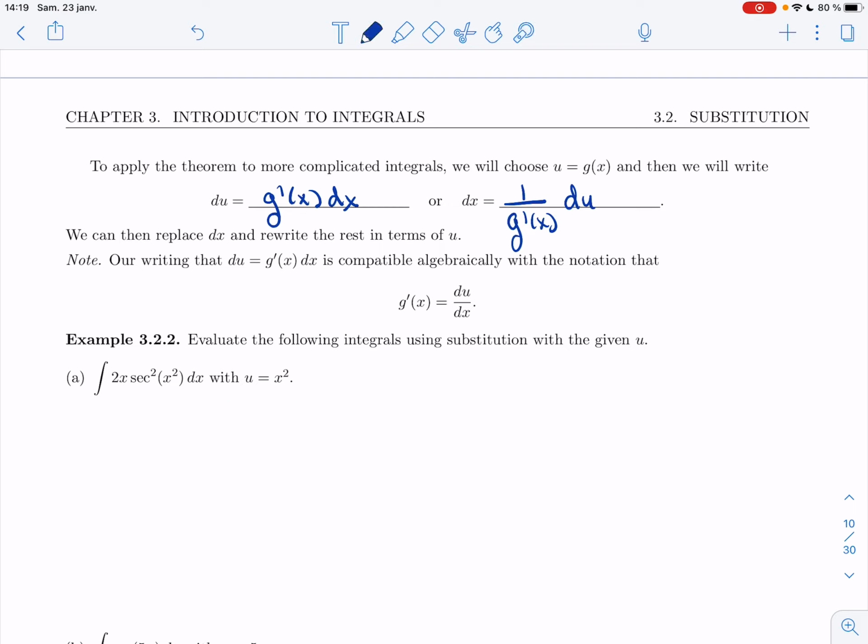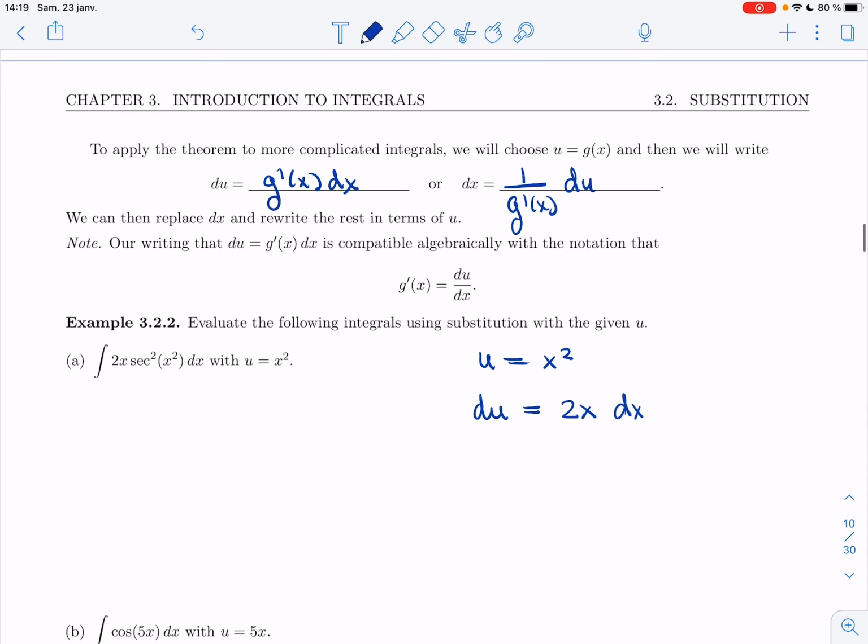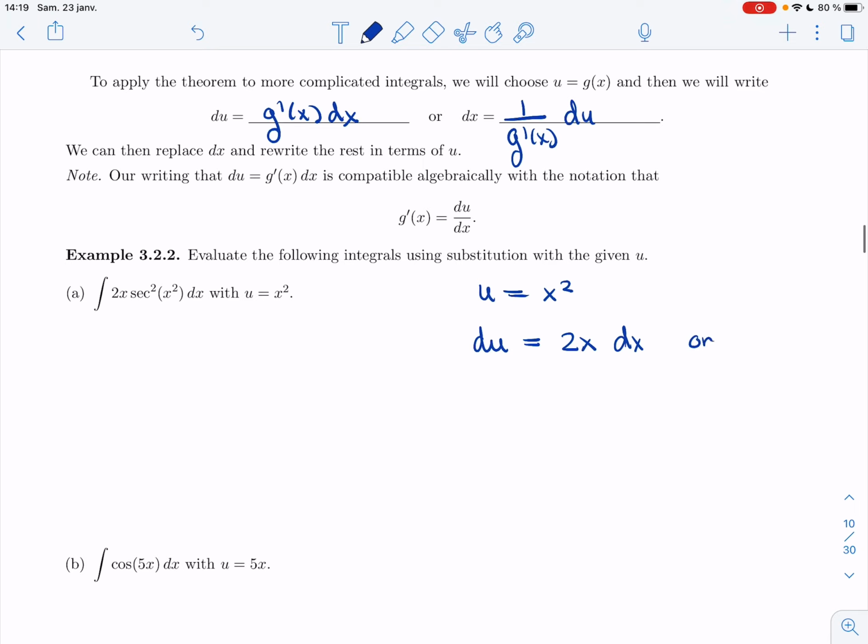All right, so let's use our notation that we learned here. I'm going to take u equals x squared, and then I'm going to write du, take the derivative of x squared, so that's 2x, that's the g prime of x here, and then next to it I'm going to write dx. So this is like writing du over dx equals 2x, but I'm splitting the du and the dx. I could write it that way, or I can isolate one or the other.